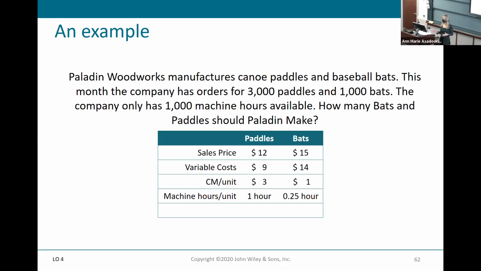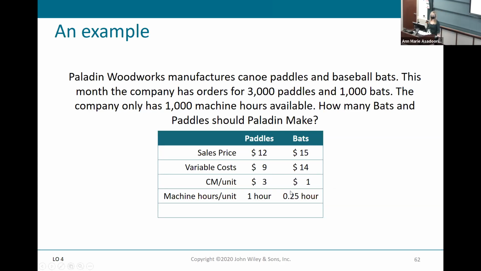So remember, if you're going to be doing this problem, it is your selling price minus all of your variable costs, both product and period, right? Your contribution margin per unit is selling price minus all variable costs per unit. So you may need to just do that. In these cases, I've already done that contribution margin per unit for you.